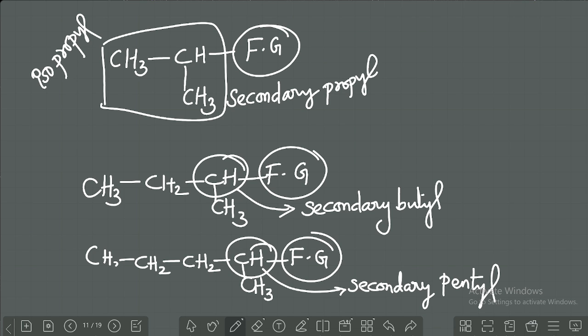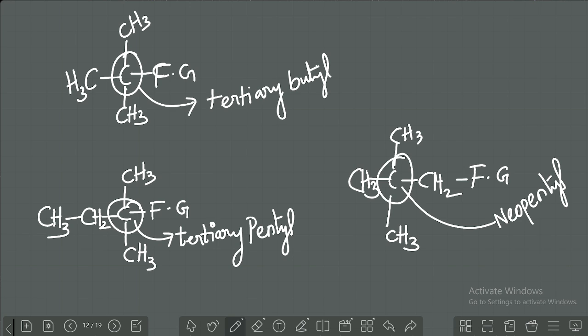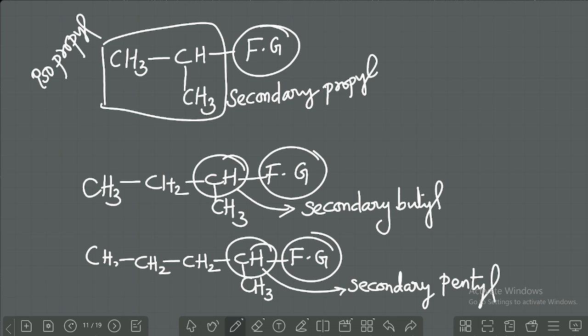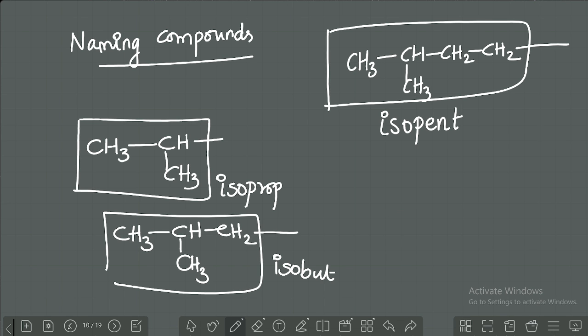Secondary to 5 carbon, secondary pentyl. And similarly, alpha carbon bonded with 3, that is tertiary butyl, tertiary pentyl. And now 5 carbon in this way connected, that is called neopentyl. This structure is called as neopentyl, right? So these are the things you must know for the difference between iso, secondary, tertiary and neo. Just take down this.